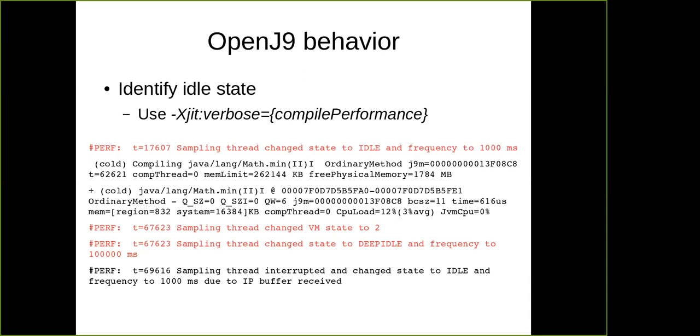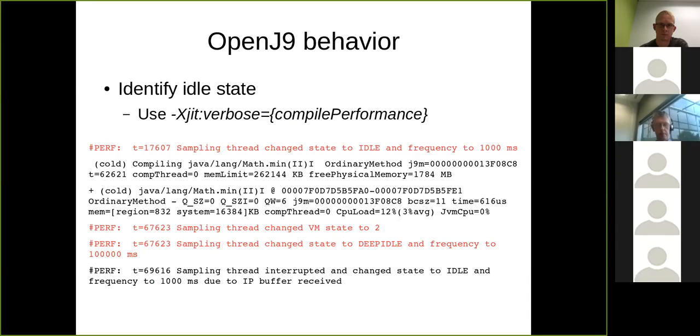Followed by that, there is a couple of compilation related information, and after that, at time 67 seconds, you see that there are two messages. The sampling thread has changed its state to deep idle, and at the same time it also notified the VM to change its state to idle. That number 2 indicates that the VM state has been changed to idle. So if you want to determine whether your VM is running in idle state or not, you can enable JIT logs and look for this particular statement: sampling thread changed VM state to 2.